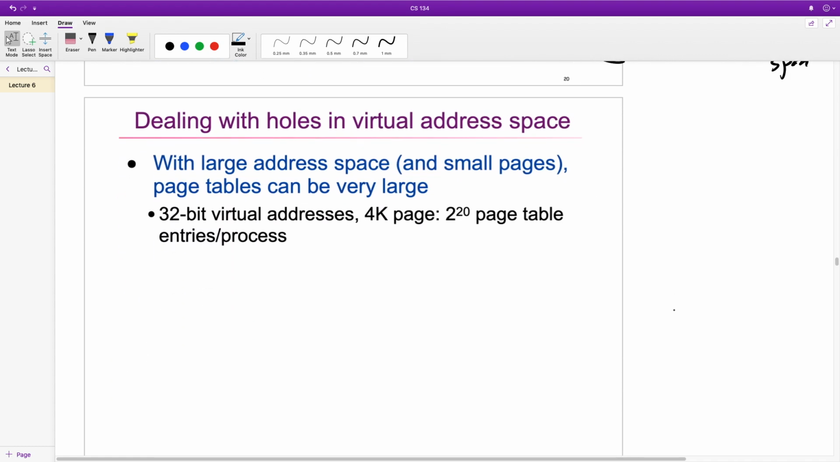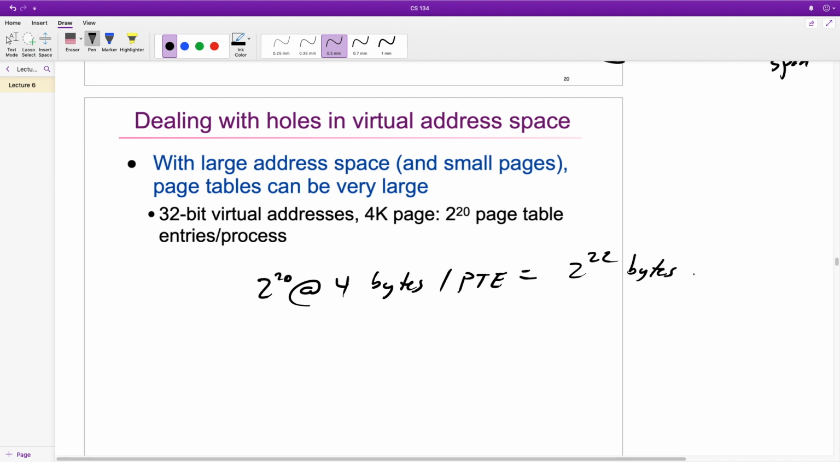All right, holes in the address space. If you have holes in your virtual address space, like we just talked about, we're wasting page table. So if we have a 32-bit virtual address space with 4K pages, that's 2 to the 20th page table entries per process. 2 to the 20th at, let's say, 4 bytes per page table entry equals 2 to the 22 bytes of page table. And 2 to the 22 equals 4 meg. It's not too much these days, but it could be a lot, right? That's 4 meg out of 4 gig, so about 0.1%.